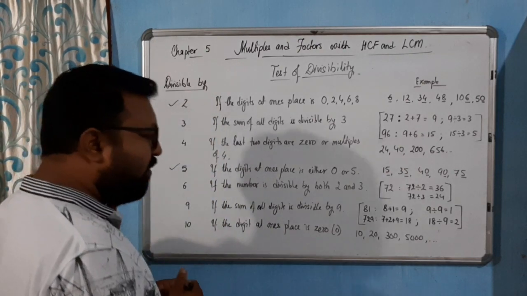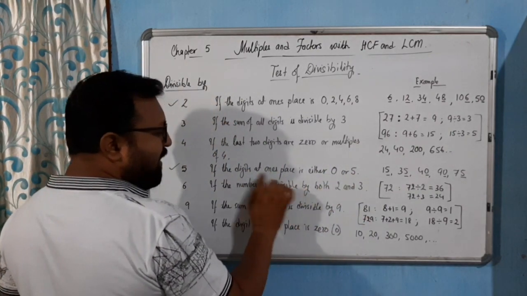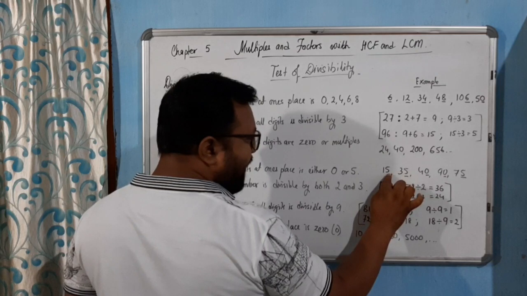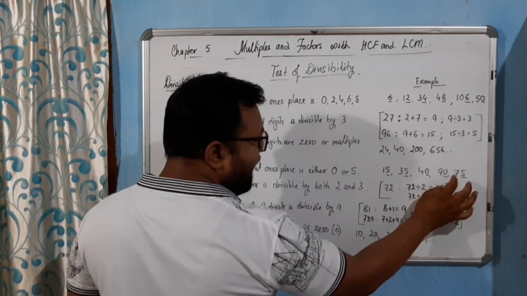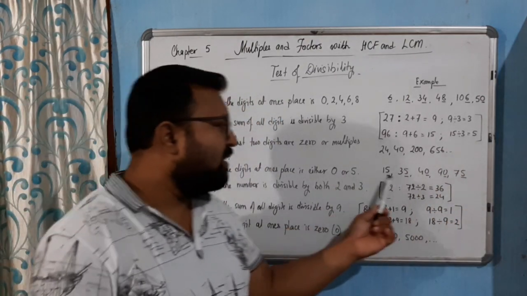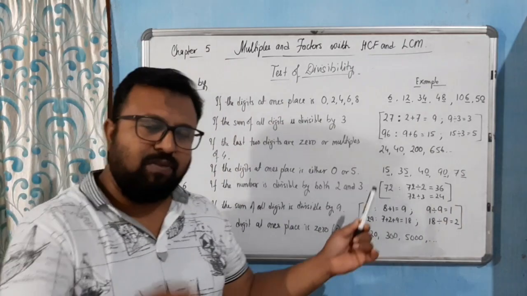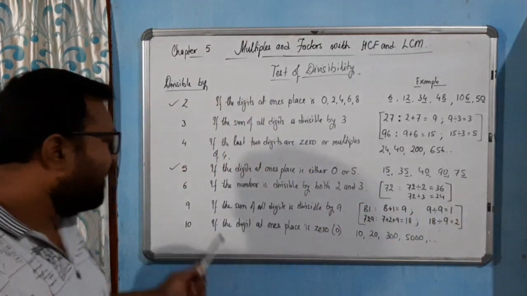In 5, I told you either you get 0 or 5 in the ones place of the digit. In 15, 5 is there. 35, 5 is there. In 40, you see 0 is there in the ones place. 90, 0 is there. 75, 5 is there. So, all these numbers are divisible by 5. Either if you get 0 or 5, then those numbers are divisible by 5. I think this is clear.